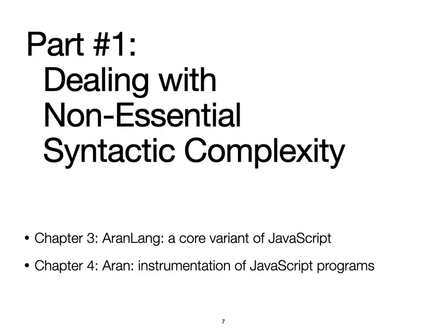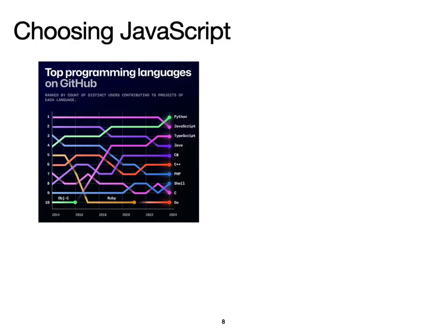So I have introduced dynamic analysis and the need for transparent instrumentation. And I have stated that my framework relies on source instrumentation. I can now move to the first part of my dissertation, which is dealing with the non-essential syntactic complexity of the source language. I chose JavaScript to illustrate my approach.